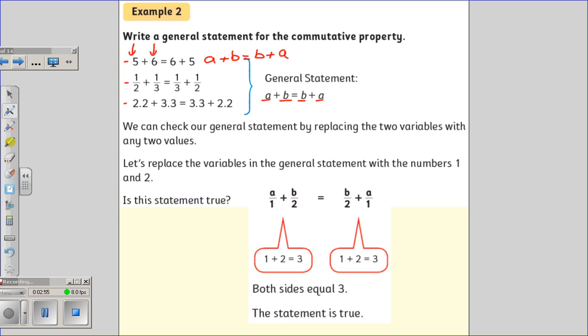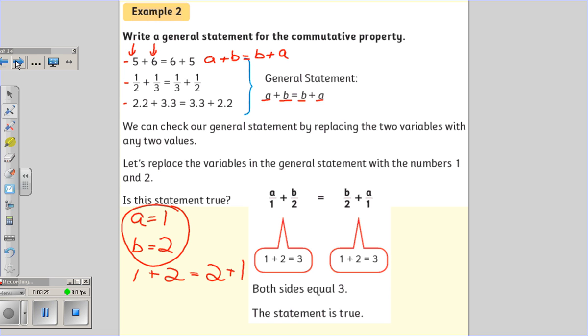We can test out our general statement by replacing the variables with some number. So I'm going to assign the value of 1 to a, and I'm going to assign the value of 2 to b. So let's plug this into our statement as 1 plus 2 equals 2 plus 1. It is a true statement. So this will work for any variable.